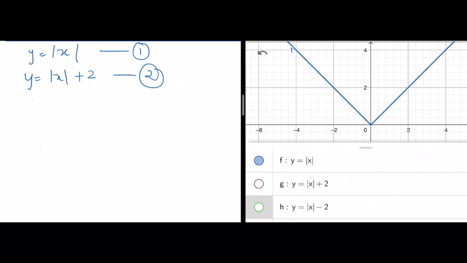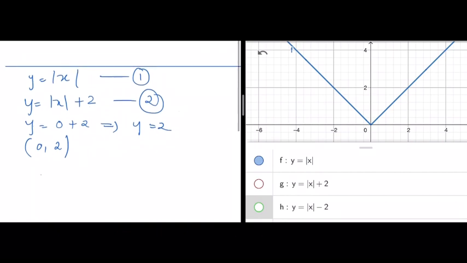If I put x is equal to 0 over here, I will get y is equal to 0 plus 2, which implies y is equal to 2. So my coordinate will be 0 comma 2. It means it will touch the y-axis at 2. If I keep y is equal to 0 over here, then what will happen? Let us try to understand.